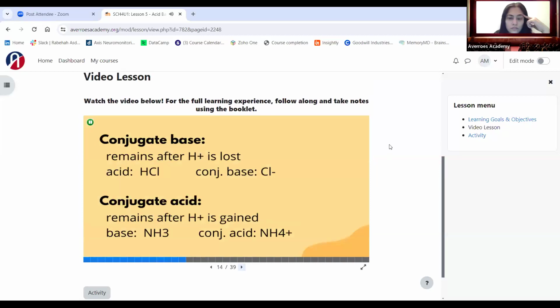So another way to look at it is that the conjugate base is what remains after the H plus is lost. So if our acid is HCl, the conjugate base is Cl minus. And then our conjugate acid is what remains after the H plus is gained. So if our base in our reactants is NH3, the conjugate acid of that is NH4 plus.